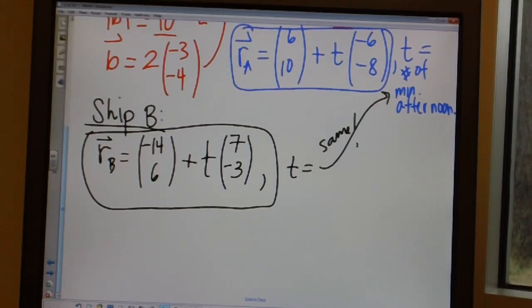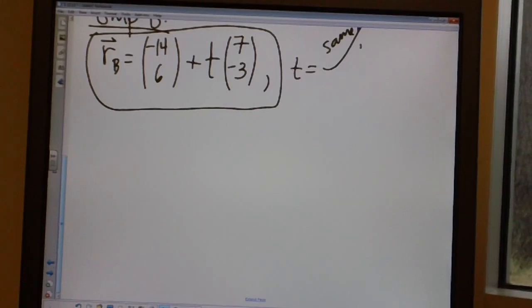So what I want to do to see if they collide is set these position vectors equal to each other and see if they're at the same place at the same time. So I'm going to be setting the position vector for ship A equal to the position vector for ship B. And when I do that, I'm going to do it in terms of their parametric equations.